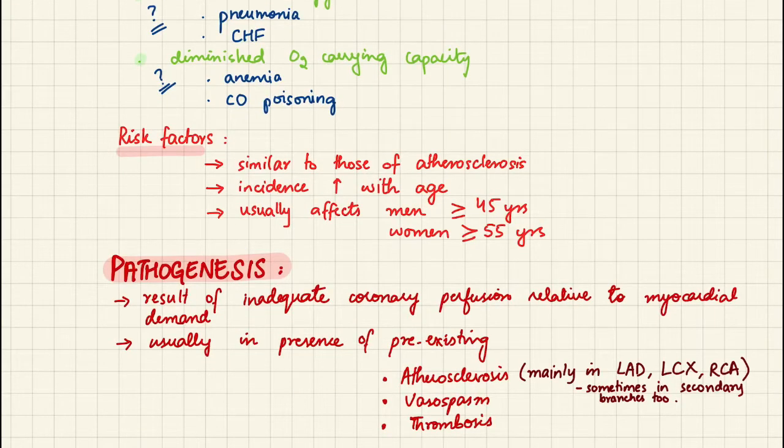Regarding the pathogenesis, as we have discussed already, it is the result of inadequate coronary perfusion relative to myocardial demand. So either the perfusion is low or the myocardial demand is too high. This usually occurs in the presence of pre-existing atherosclerosis, vasospasm, and thrombosis. The 3 arteries which are mainly affected are left anterior descending, LAD, left circumflex, and right coronary artery, and sometimes it occurs in secondary branches too. We'll discuss this later in detail.